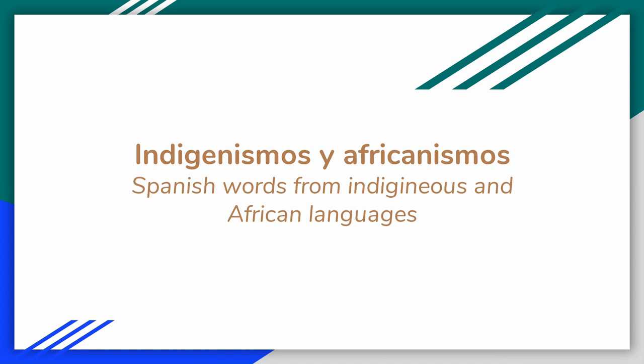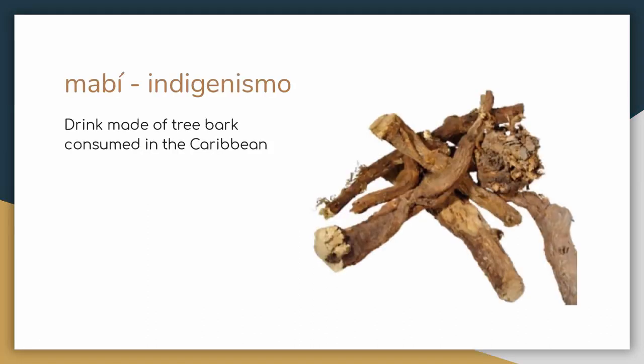So let's look at some Spanish words that you may or may not have known actually come from indigenous and African languages. So the first one is called mabi. And it's a drink that's actually made of tree bark. And this is from the Caribbean. And this is, again, from the indigenous languages of the Caribbean, but it was absorbed into the Spanish language.